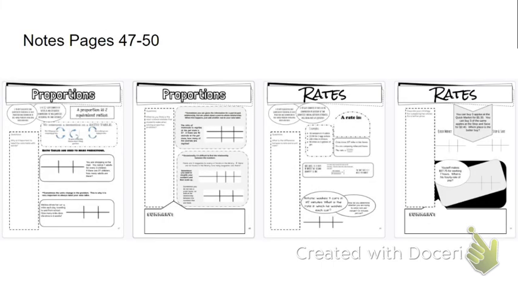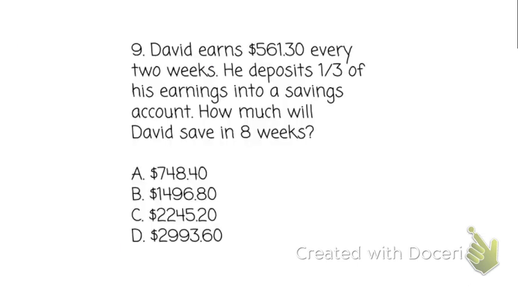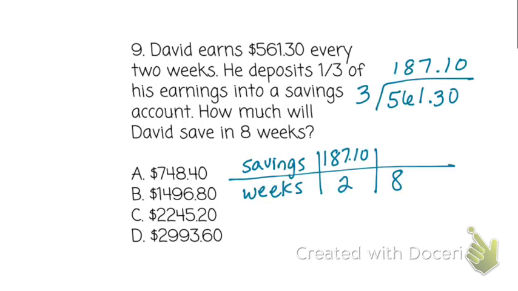All right, problem 9 goes through pages 47 and 50 here, okay? All right, David earns $561.30 every 2 weeks. He deposits 1/3 of his earnings into a savings account. How much does he save in 8 weeks? All right, so what I've done here is I went through and divided. I wanted to know 1/3 of it, so I divide by 3. So every 2 weeks, he saves $187.10.